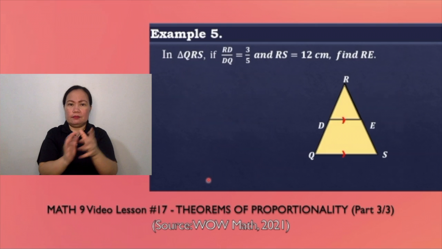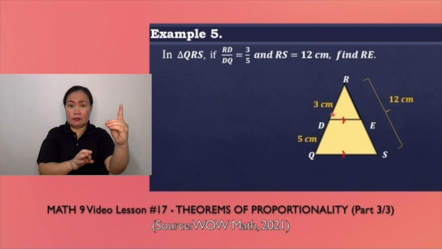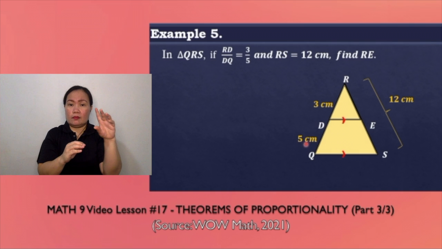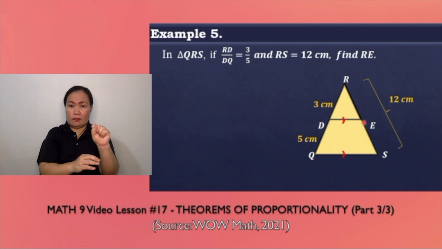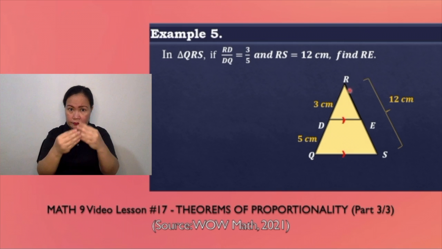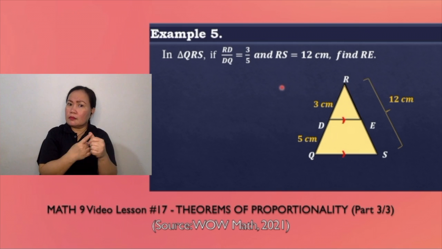Next. In triangle QRS, meron tayo dito if RD is equal to 3 centimeters and then your DQ is equal to 5 centimeters kasi 3 is to 5 ito. And RS, itong buo, yung RS mo is equal to 12 centimeters. So, we are asked to find RE. Ito po. So, ang una po muna natin gagawin, set up the proportion.